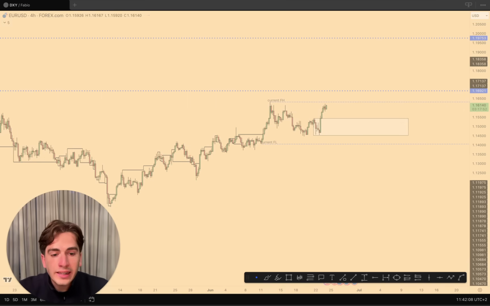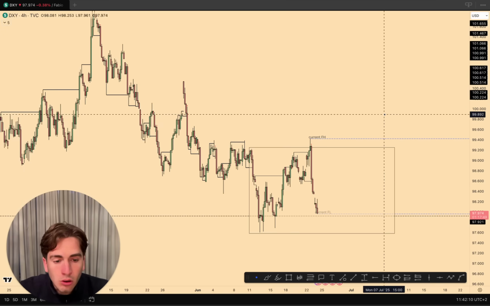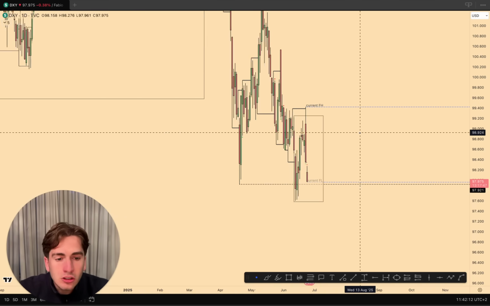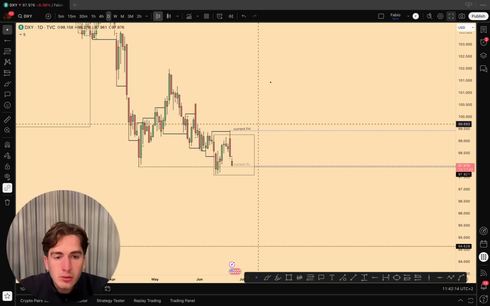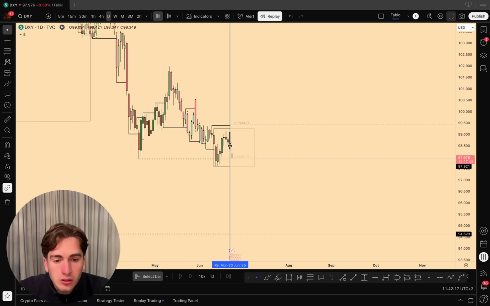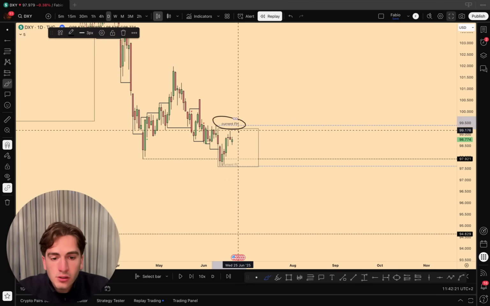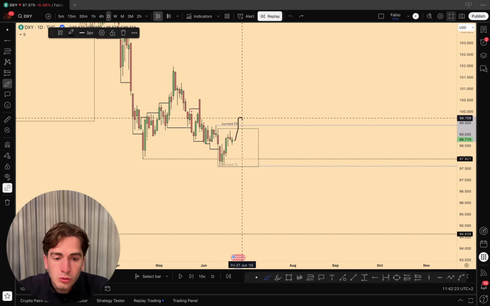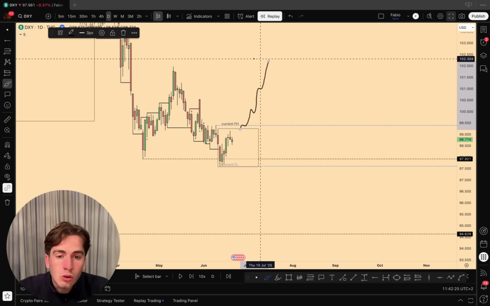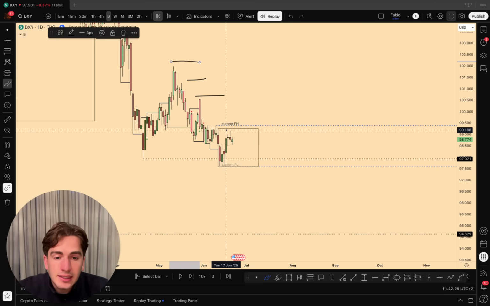Going into the dollar index, we can see that the dollar index pushed down lower again. Now, as I mentioned yesterday, what I wanted to see, because if we look back and press the replay tool, I mentioned in yesterday's video that I was looking for this current fractal high to break, and if that current fractal high were to break, then I would look for potential longing opportunities to take out these descending highs.